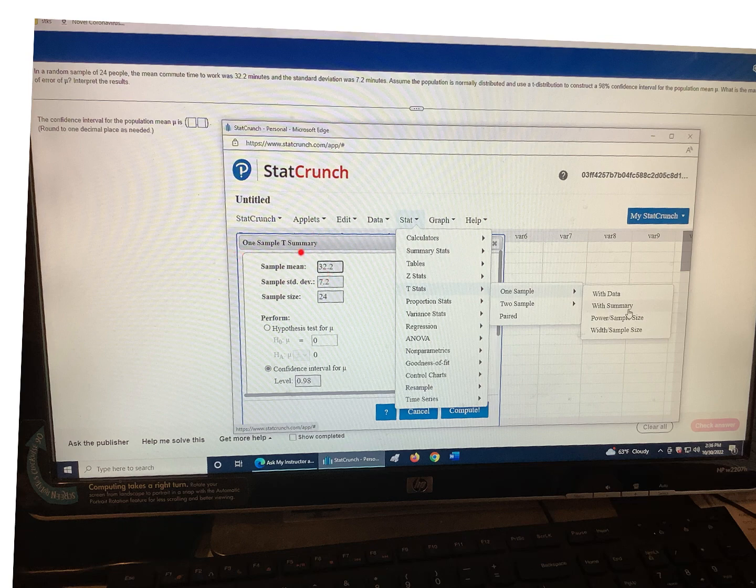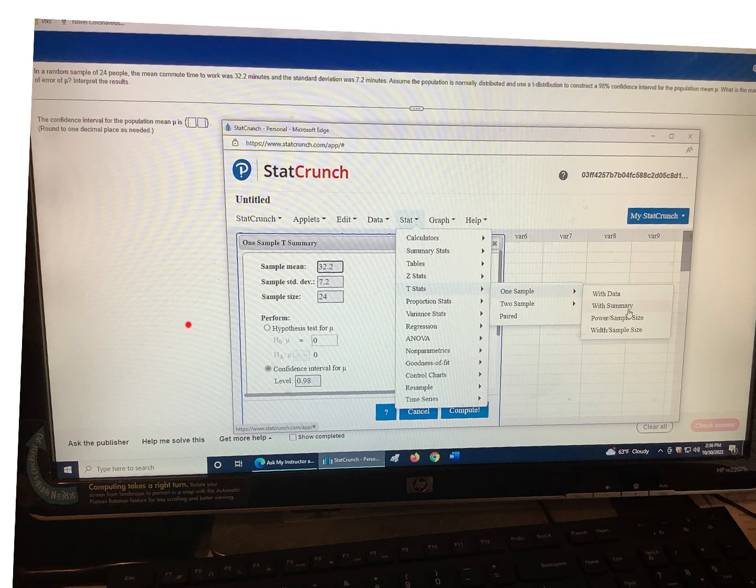So the sample mean is 32.2. That's given. The sample standard deviation is 7.2, and the sample size is 24. We want to find the confidence interval, so you have to click this button, and for a 98% confidence interval, enter 0.98. You have to change it to a decimal. Then you click compute, and it'll give you the lower and the upper limits. So you just click compute, and it does the calculations for you.